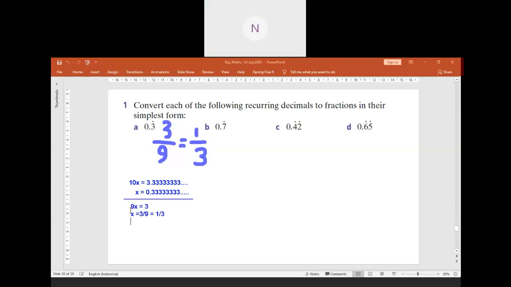So the step is you need to write x equals to the long decimal from the simple recurring decimal. You have to make it long. After that, you check how many digits are repeating. So you can find 10x, 100x, 1000x, or maybe 10,000x, or maybe 100,000x and so on. It depends on how many digits are repeating. After that, do subtraction and then find x.